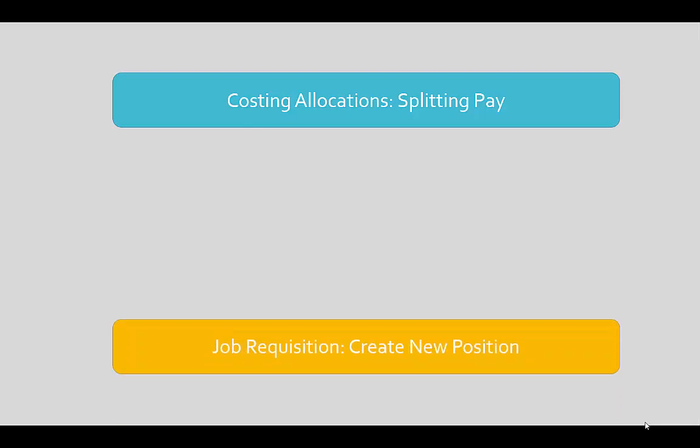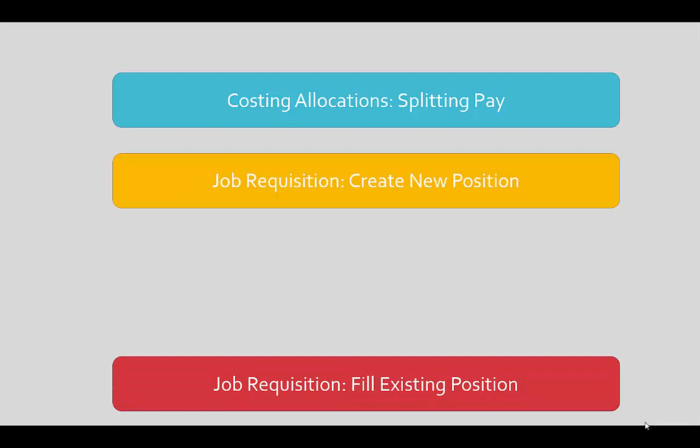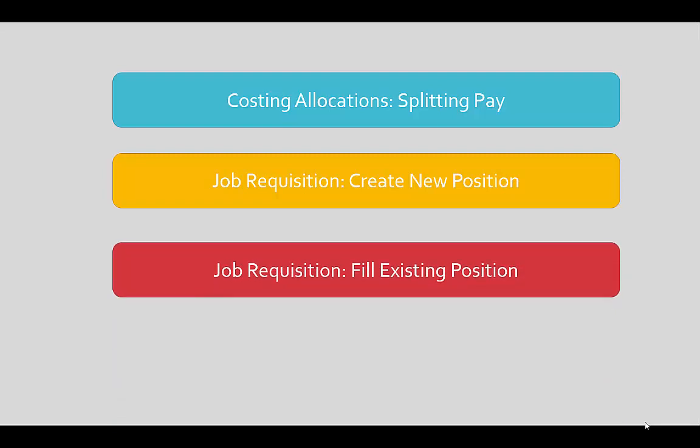Job requisitions are used for two things: creating new positions and filling vacant positions. If there is no existing position, the manager needs to create a new position to complete grant responsibilities and would do so using the job requisition process. If there is an existing vacant position or soon-to-be vacant position, the manager can use the job requisition process to begin the process of filling the position.